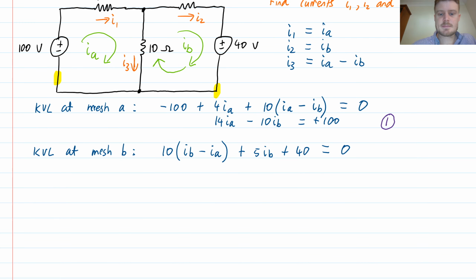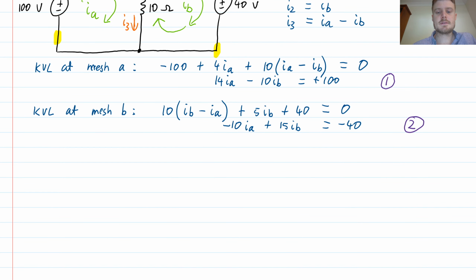Simplifying this expression a little bit, I will have minus 10 IA plus 15 IB is equal to minus 40, and all of that I'm going to call equation 2. So now I have a math problem. I basically have two equations, two unknowns. So I'm going to write this in matrix form.